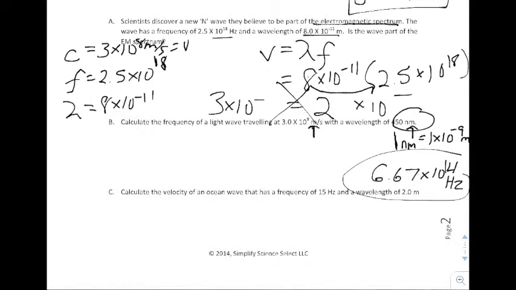Okay, and then finally it says calculate the velocity of an ocean wave. Okay, so whenever you do this, you should end up getting a velocity of about 30 meters per second.